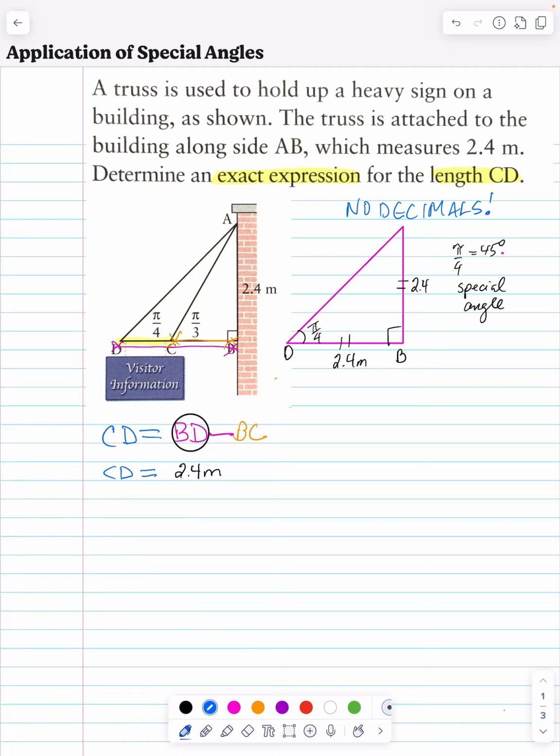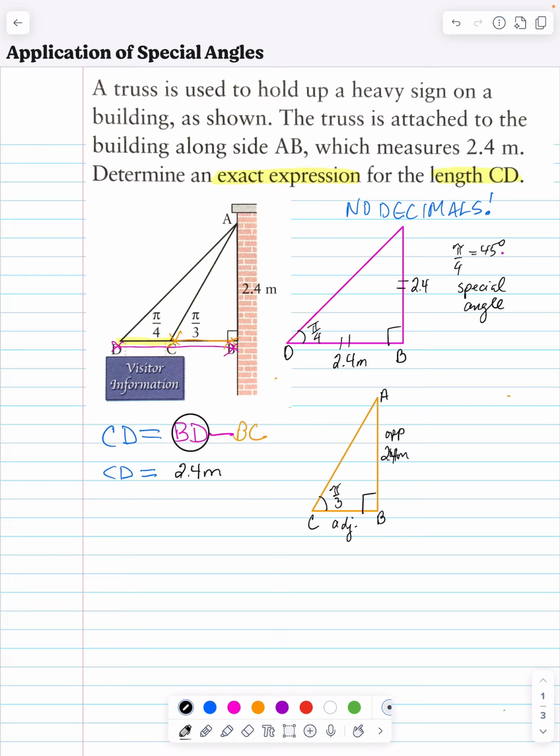So the next step is to calculate BC. To calculate BC, I'm going to take the smaller triangle here and do the same thing. I'm going to bring that down here and label the information: 90 degrees, 2.4 meters, and this one is pi by 3. With this 90-degree triangle, we know that this side is the opposite and this side is the adjacent. Let's label the vertices A, B, and C.